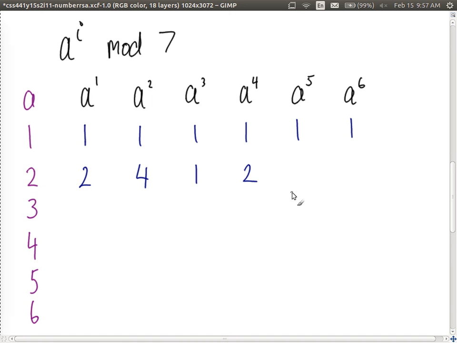Fill it in for the rest. It'll take you 2 minutes. You can use your calculator if you like. And for the next rows, let's fill them all in, and then we'll see how it relates to discrete logarithm. 2 to the power of 5 is 32, mod 7, 4. 2 to the power of 6 is 64. Mod 7, 9 sevens are 63, which gives us 1.